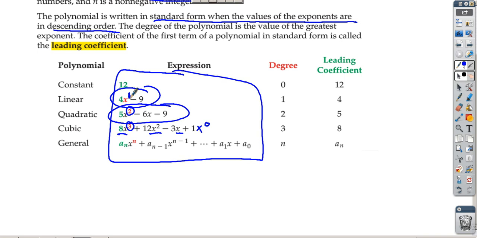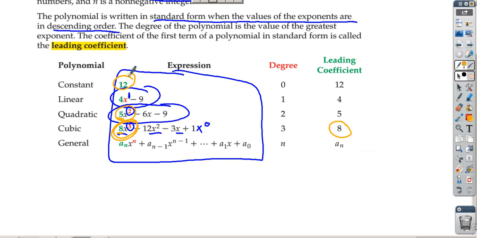The leading coefficient just means the number that's in front of that highest exponent term. So for example, in this cubic, 8x cubed, 8 would be the leading coefficient because that is in front of the x cubed term. In the quadratic, 5 would be the leading coefficient because that's in front of the largest exponent, the x squared term. And then if there is no x term at all, like this constant right here, 12 is both the leading coefficient and it's the only term there. So those are just some terms to be familiar with when you're talking about polynomials.